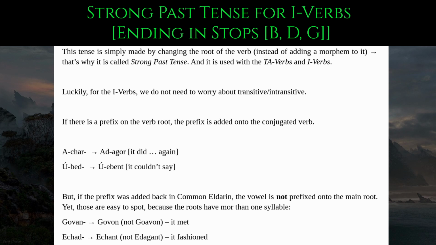But if the prefix was added back in common Eldarin, the vowel is not prefixed onto the main roots. But don't worry, those are easy to spot, because those roots have more than one syllable. For example, govan, which becomes govon, and not guavon, which means it met. Similarly, echat becomes echant, and not edagant, which means it fashioned.